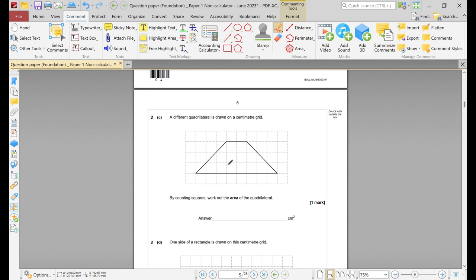Work out the area of the quadrilateral. So we've got 1, 2, 3, 4, 5, 6, 7, 8, 9, 10, 11, 12 full squares. And then how many half squares have we got? We've got 1, 2, 3, 4, 5, 6 half squares. So that's 12 plus 6 half squares, that's 3 squares. So 12 plus 3 is 15.